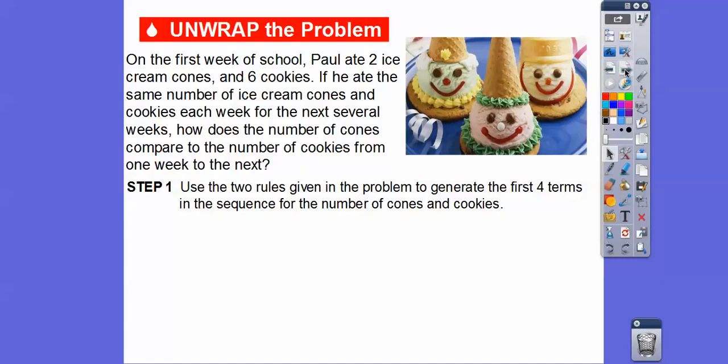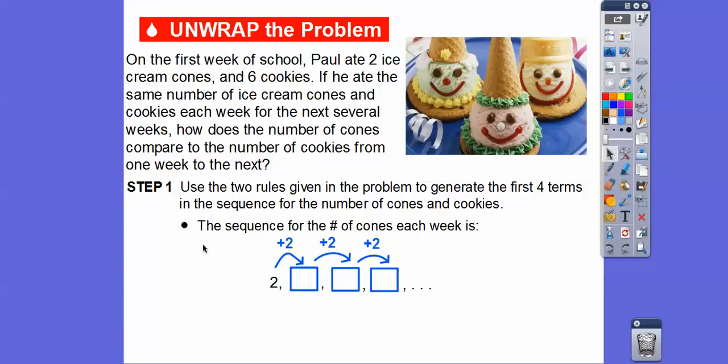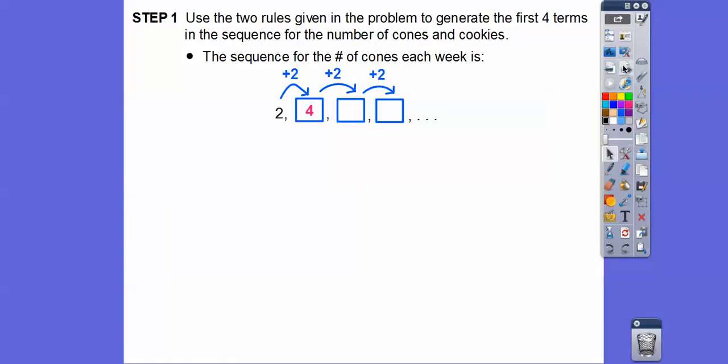All right, for the sequence for the number of cones, he eats 2 each week. So this plus 2 is how many he eats the next week, and then plus 2 is how many he eats the next week and the next week. So down here is the total number of ice cream cones that he eats. Let's slide that up real quick. So 2 plus 2 will equal 4. 4 plus 2 equals 6. And finally, 6 plus 2 equals 8.